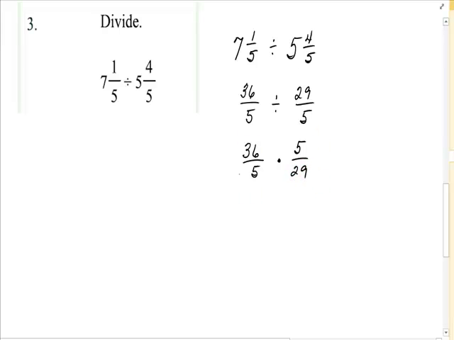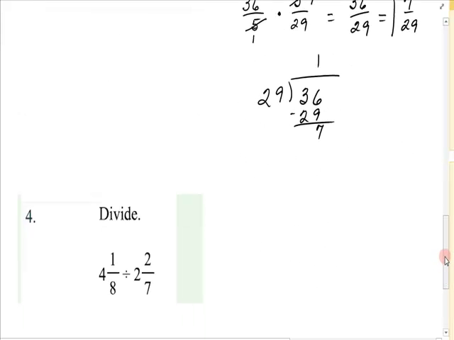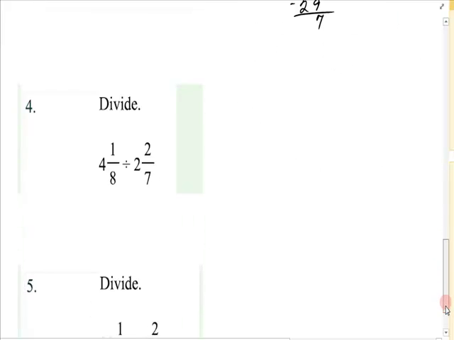I look to see, and I see that 5 goes into itself once, 5 goes into itself once, and I end up with 36 over 29, which is improper. I divide 29 into 36. It goes once. 1 times 29 is 29. Subtract for 7. That gives me 1 7/29. All right, let's see if I can continue to work on the real problems.